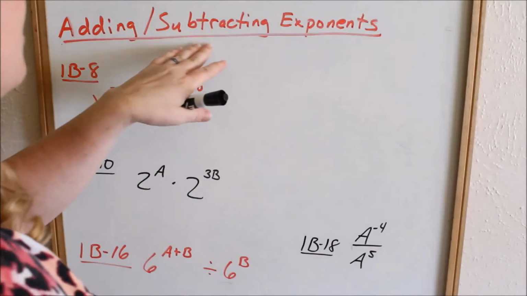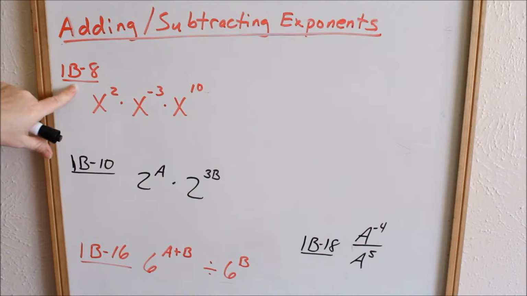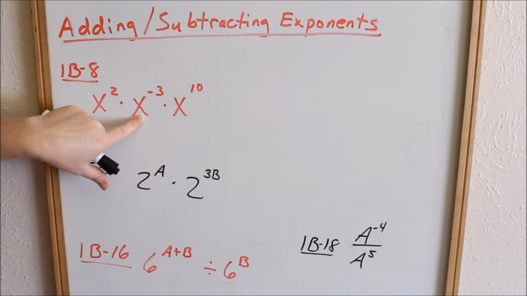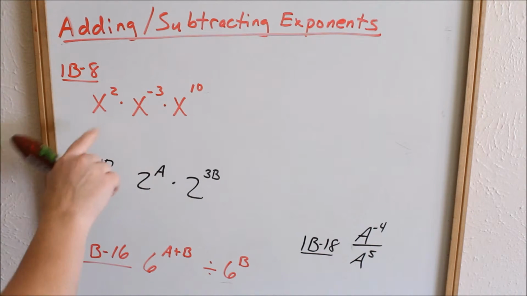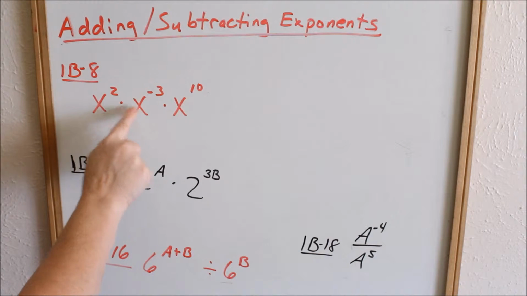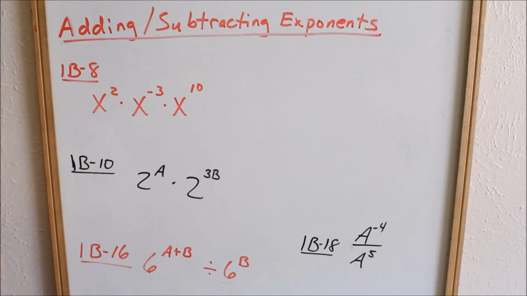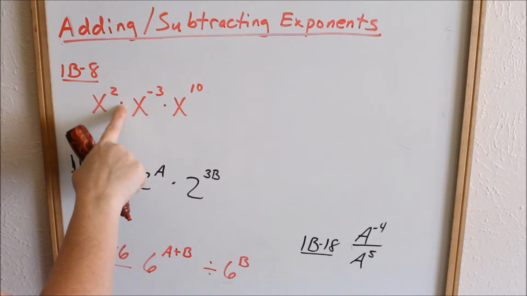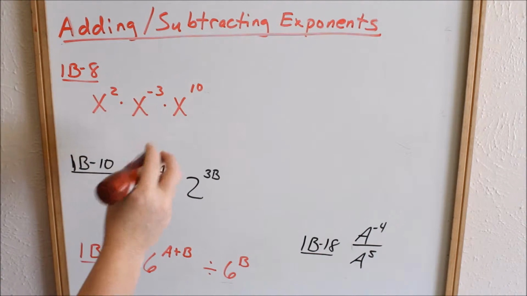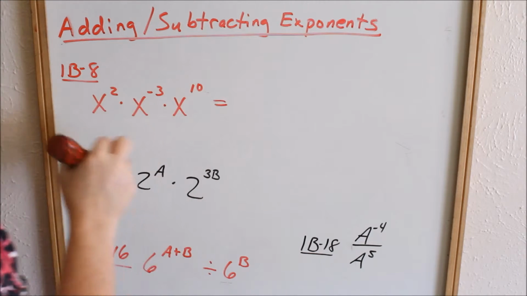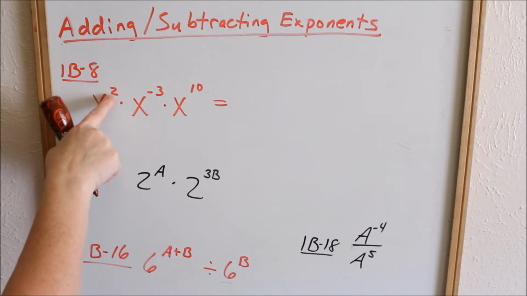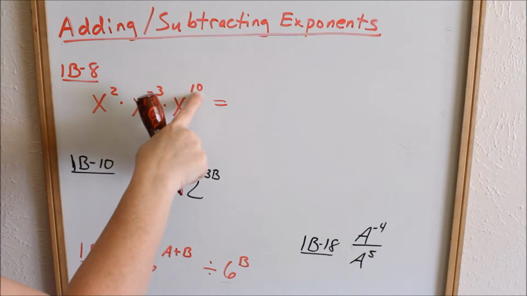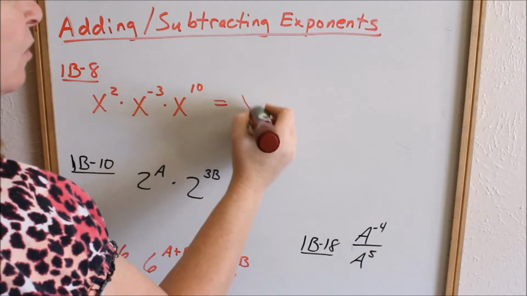Okay, now we're going to be adding and subtracting exponents. Look at 1B8. You have the same base, x squared times x to the negative 3 times x to the 10th. When you have the same base and you are multiplying, then you add your exponents. I'm going to say that one more time. When you have the same base and you're multiplying, you add your exponents. So now all my bases are the same, so it's just a matter of adding my exponents. 2 plus a negative 3 means I have negative 1 left. Negative 1 plus 10 is a positive 9. So this would be x to the 9th.